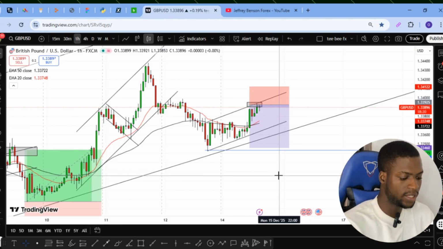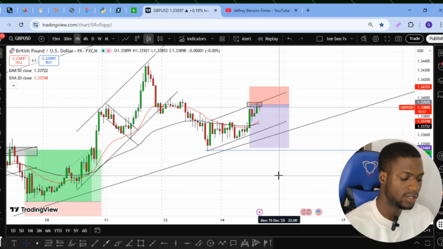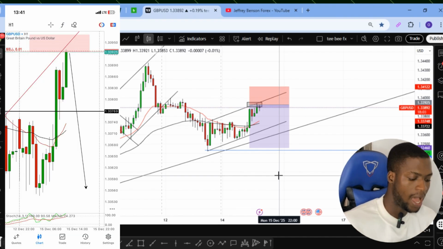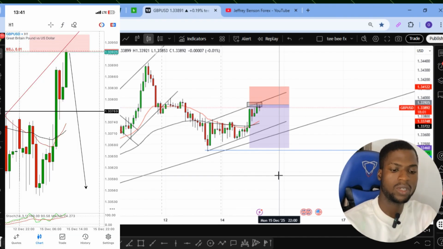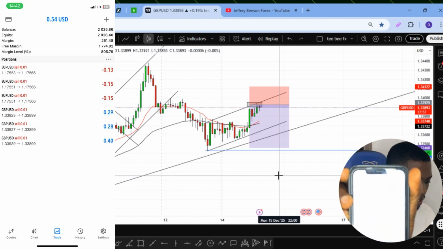Okay guys, this is my GBP USD chart, and I'm going to be redoing the analysis from the start. So let me choose another GBP USD pair from another broker and redo the analysis and show you guys how I generated this signal that I'm currently in. And let me show you what I'm currently having. I'm still in a little bit of drawdown, if you guys can see this.